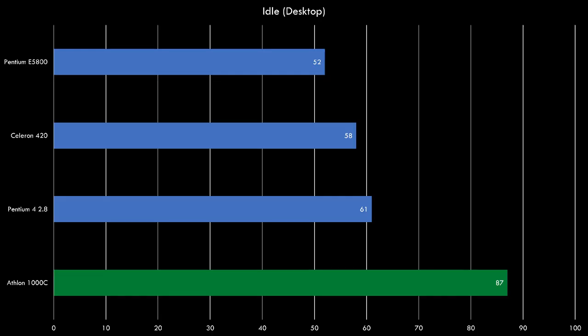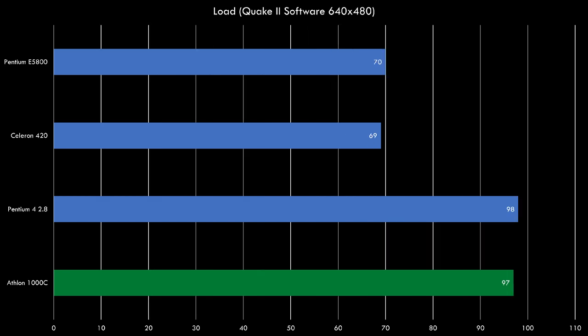Sitting idle on the desktop, we can clearly see that the Celeron 420 and the Pentium E5800 pull less power than the Pentium 4 and a lot less than the Athlon. Very interesting is that the dual-core Pentium actually draws less power than the Celeron. Maybe it's better binned, runs on a lower voltage, or maybe it has some power saving features integrated.